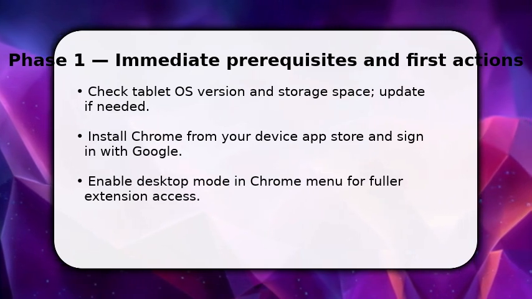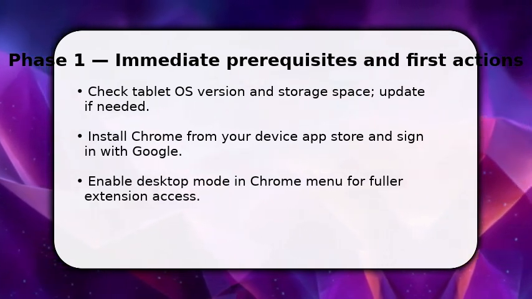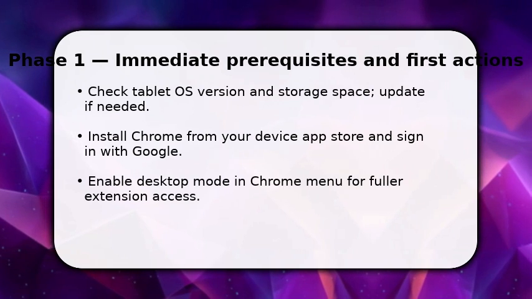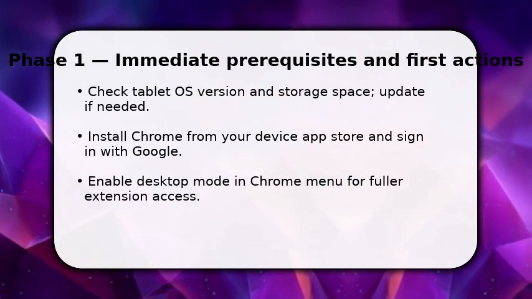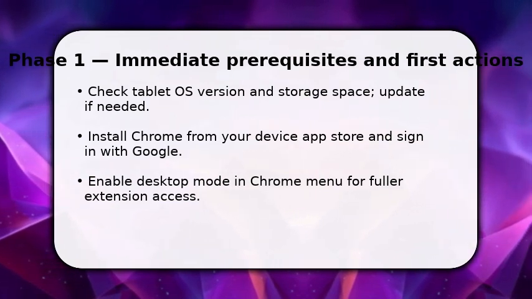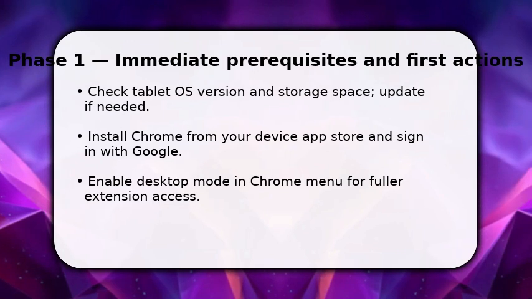Once done, tap the three-dot menu and enable Desktop Site. This gives you the browser interface needed to access extension pages. Make sure Chrome is updated. Outdated builds block installation. Now you're ready to find and request the specific extension you want.